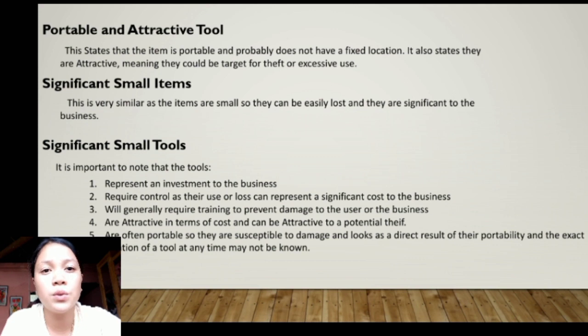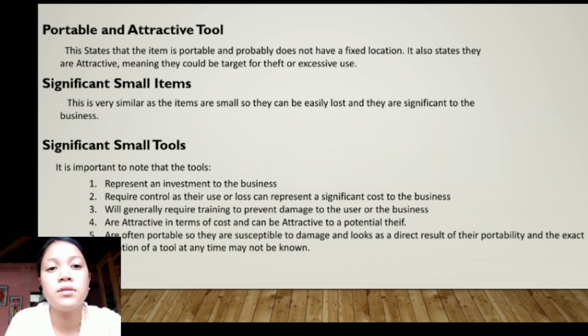Portable and attractive tools: this states that the item is portable and probably does not have a fixed location. It also states they are attractive, meaning they could be a target for theft and personal use. Significant small items: this is similar, as the items are small so they can be easily lost, and they are significant to the business. Significant small tools.